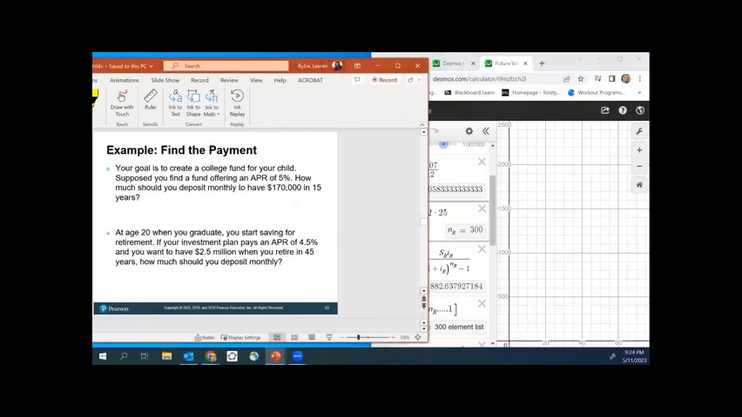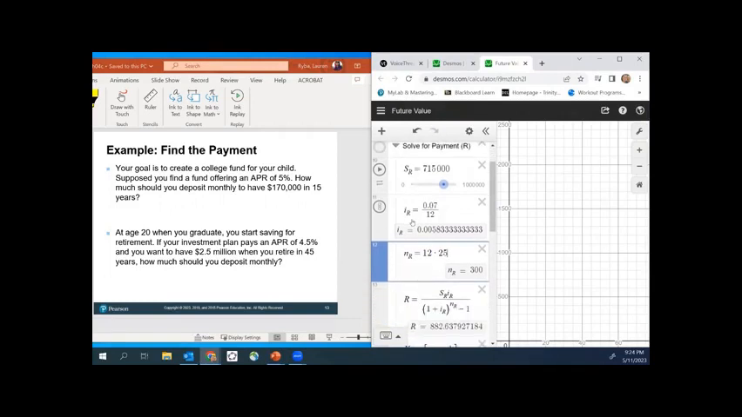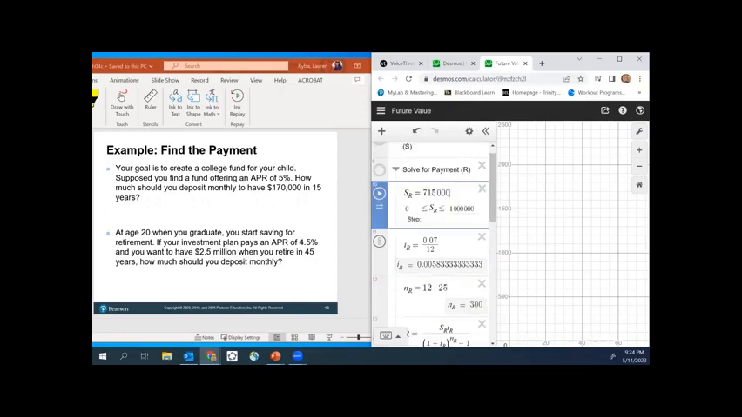All right, so let's try these two here. Again, finding the payment. So just make sure those are the only two we're going to use in this calculator here. You're either going to be asked to find the future value or balance in the account, or find the payment value. Your goal is to create a college fund for your child. Suppose you find a fund offering 5% APR. How much should you deposit monthly to have $170,000 in 15 years?